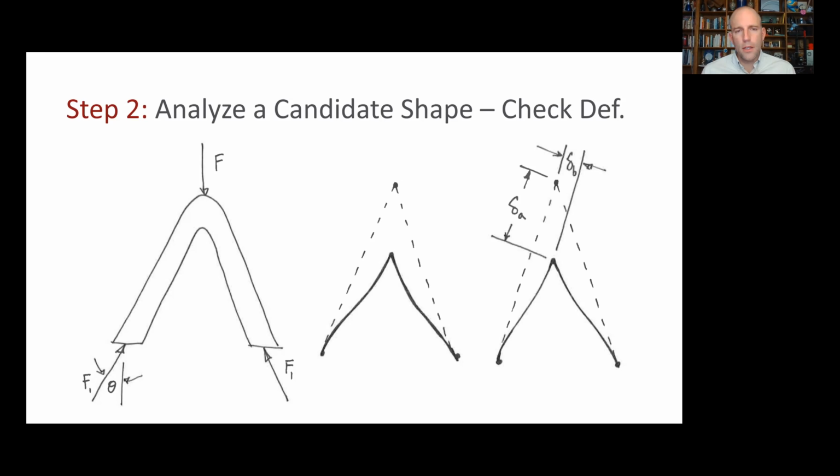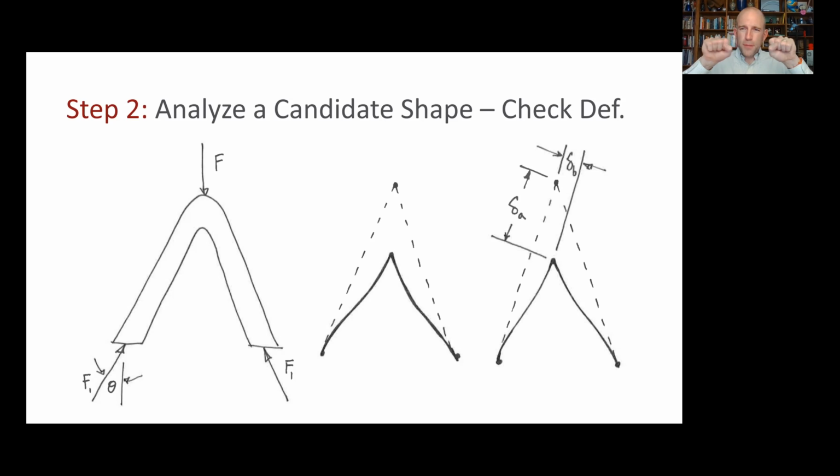And here's why. You'll notice that the length of this leg has changed a lot. So I'm denoting the axial displacement as delta A, and that's big. And the displacement orthogonal to the centroid here is small. It does have to displace a little bit, but it's much smaller than the axial displacement.